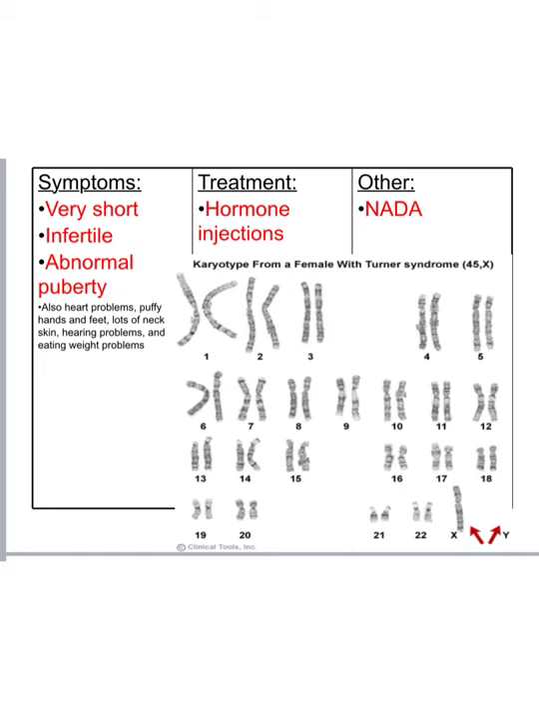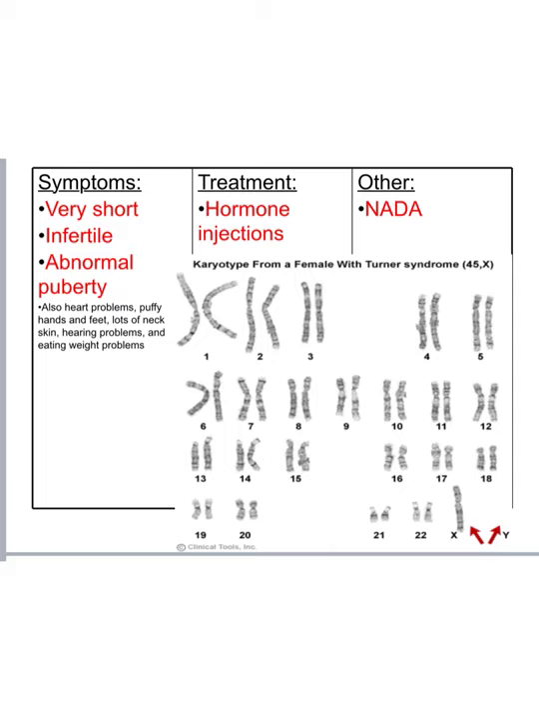Symptoms: they're very short. They're infertile, which means they're not going to be able to have kids. And they go through an abnormal puberty. Other side note symptoms you don't need to write down: they have heart problems. Their hands and feet look puffy, like swollen all the time. They have neck skin. So like normal skin is flat, their skin has like folds on their neck. They can have a hard time hearing, and they have a hard time with their weight. Treatment is hormones. So they would take maybe progesterone or estrogen, girl hormones, injections of those to help.